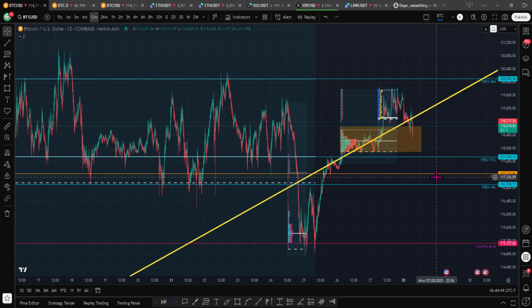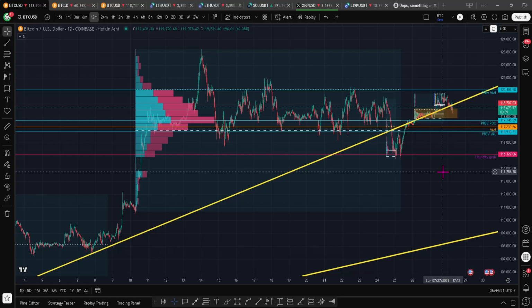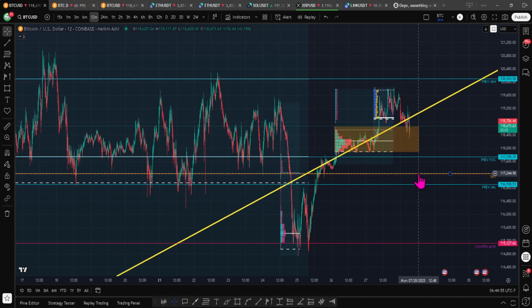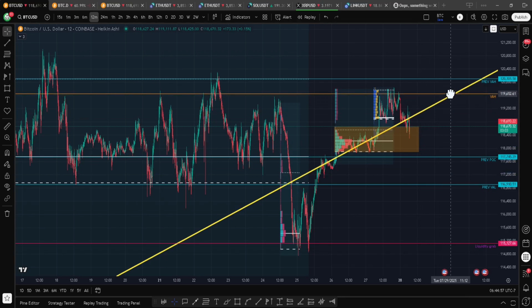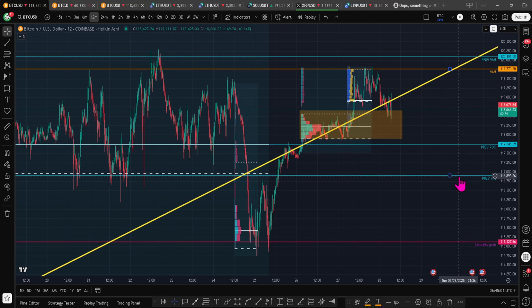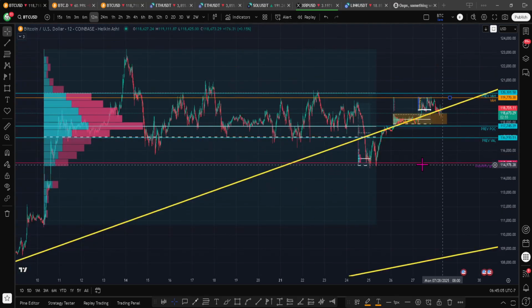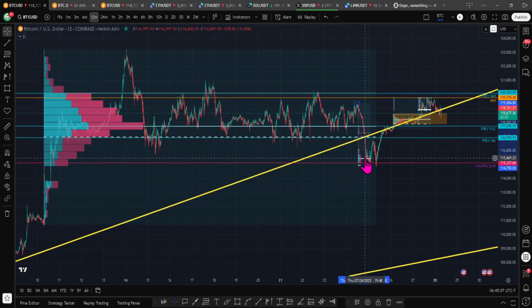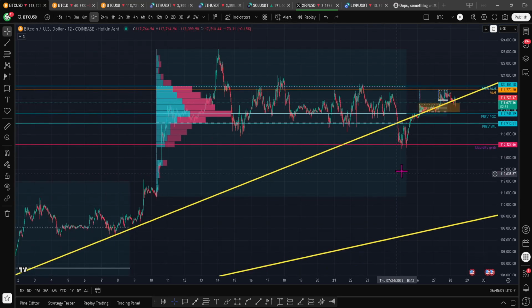We also have this, which was the value area high. This is an old value area high. I used this for the low time frame, so that would end up going somewhere right there. And then we also have the previous value area low at 116,900. I don't necessarily want to see that right now.